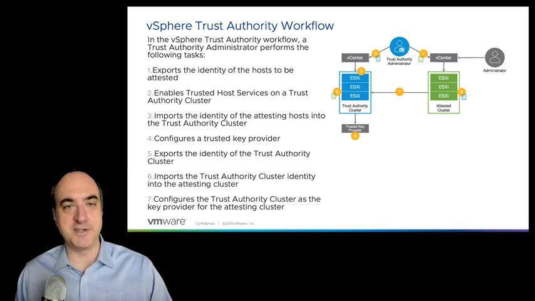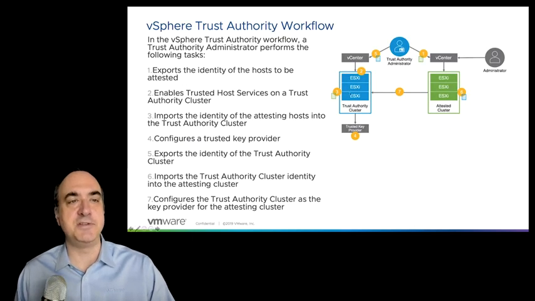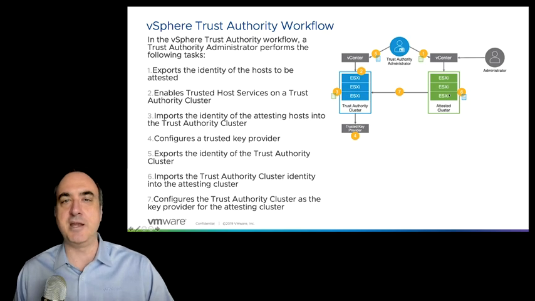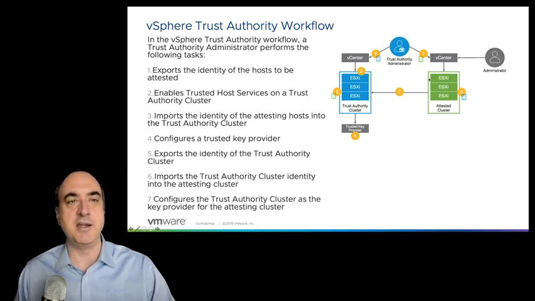Then another part of this, it's a two-way trust. The trust authority admin needs to then take these hosts and their identities and export them so that we can then import them into the trusted cluster. So this cluster will only be able to be remotely attested by servers that it trusts. It's not going to be remotely attested by any old server out there. It can only be remotely attested by a known good set of hosts, by exporting the identities using the Trust Authority admin and then importing into the cluster on the attested cluster, the green side.